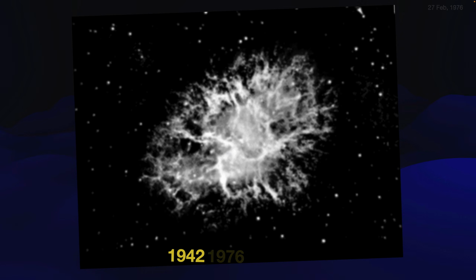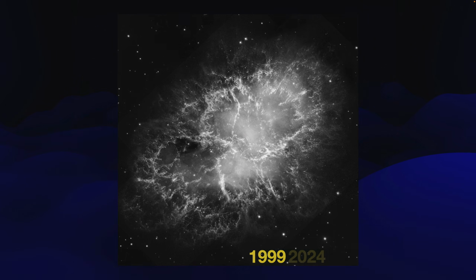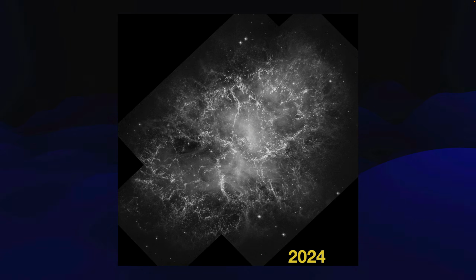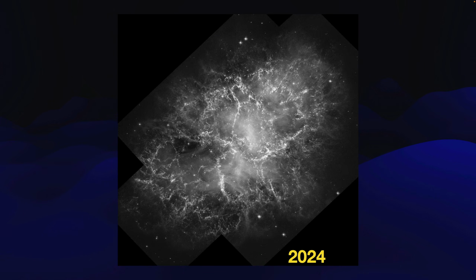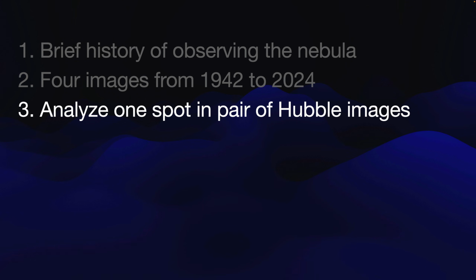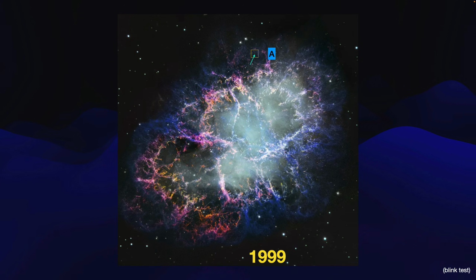So let's do it a little bit faster. 1942, 76, 99, and 24. And then one more time, a little faster still. All right, so we clearly see the nebula is expanding over time, and that's what we're really going to be taking a look at. First off, we're going to take one spot in a pair of Hubble images 25 years apart.